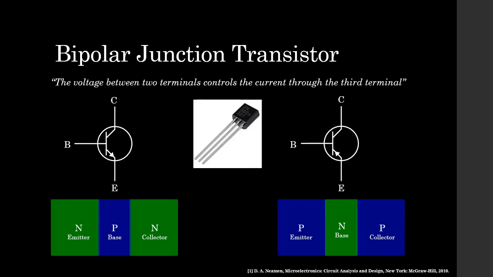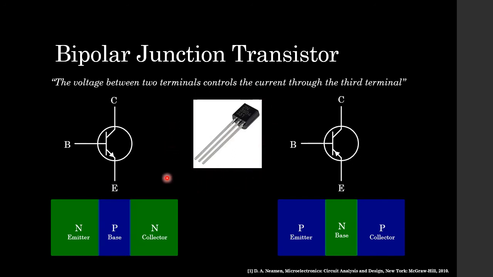So the bipolar junction transistor, there's a very nice little statement in the textbook. The voltage between two terminals controls the current through the third terminal. So looking at our BJT, we have a three-terminal component, and the three terminals are C, which is known as the collector, B, which is known as the base, and E, which is known as the emitter. And here we have a picture of what our transistor looks like.